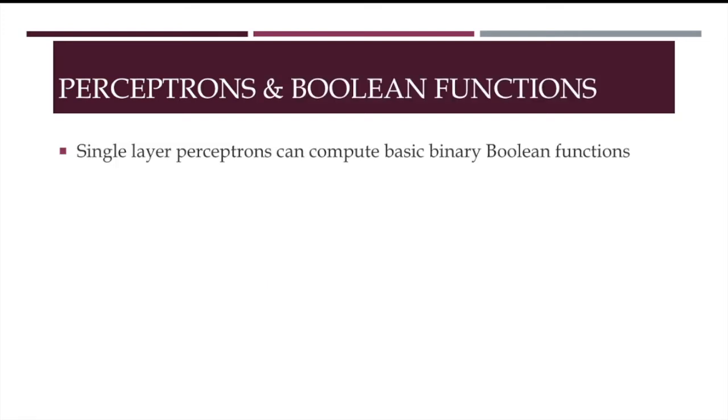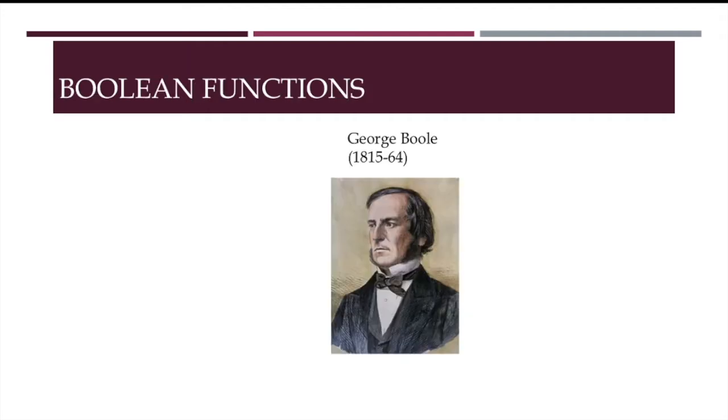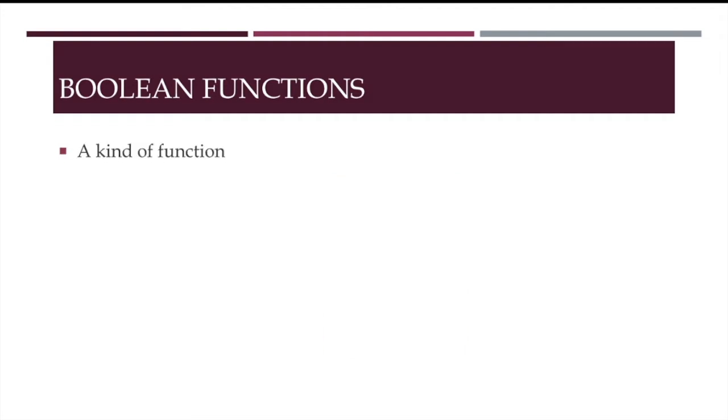Single-layer perceptrons, for instance, a single output unit that receives input from two previous units, can compute basic binary Boolean functions. But what is a Boolean function? Boolean functions are named after the mathematician and logician George Boole, who is famous for having systematized them. So a Boolean function is a kind of function, but I guess I didn't need to tell you that. But what kind of function, you ask?